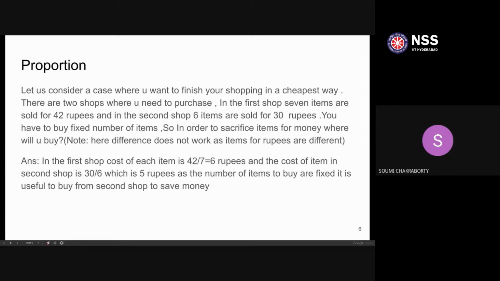You have to buy the fixed number of items. So this means that regardless of which shop you go to, the number of items you buy has to be the same. So in order to sacrifice items for money, where will you buy?